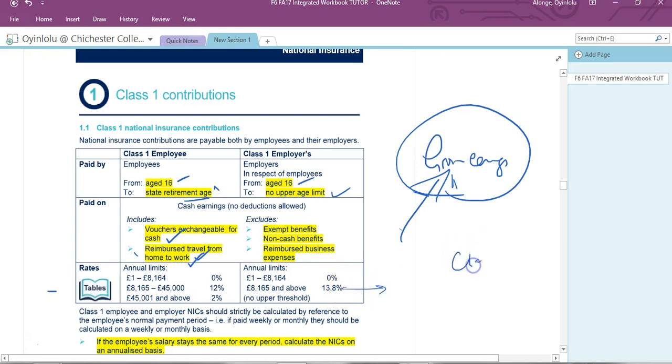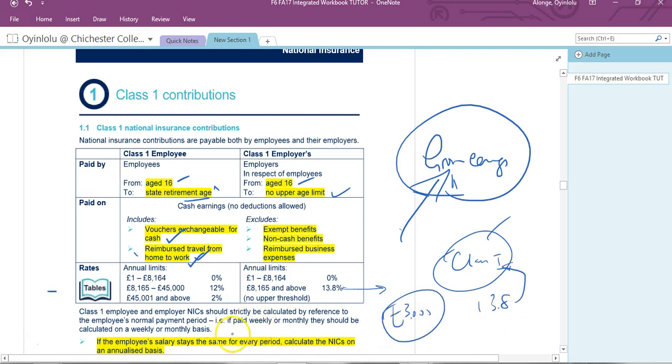I mean, it's not here, but the Class 1A, straight 13.8% on whatever that amount is. So whatever that benefit is, whatever car, fuel, just saying it out of context. Hopefully you should remember. So there's no upper threshold. Anything you're earning above the 8,165 is taxed at 13.8% for Class 1, and your employers will pay this. I mentioned earlier on that they have £3,000 to offset this, but we'll see that as we go along.